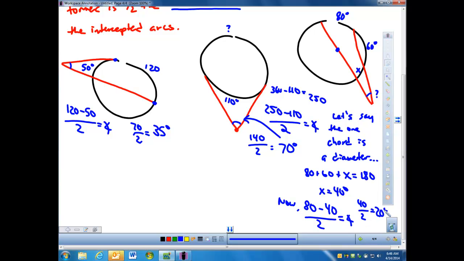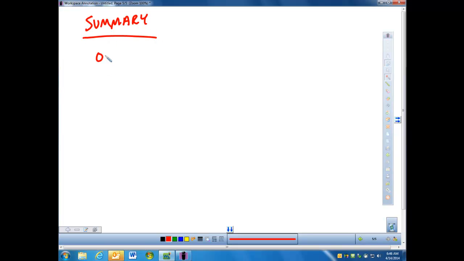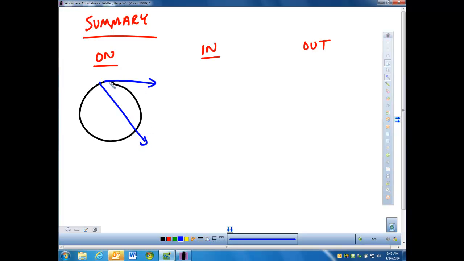Okay, so let's summarize all of this. I've given you a lot of information here in the last 10 minutes or so. Let's summarize. There are 3 places that angle could show up. It could be on the circle, in the circle, or outside the circle. Anytime that your angle is on the circle, what we are going to do is take the measure of the arc and divide by 2. That is our angle measure.